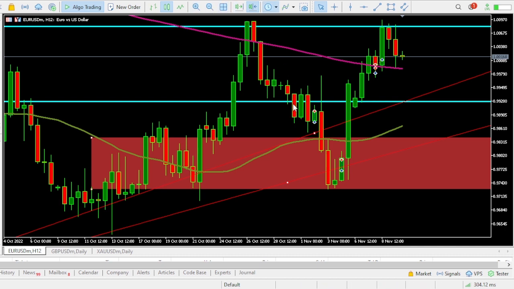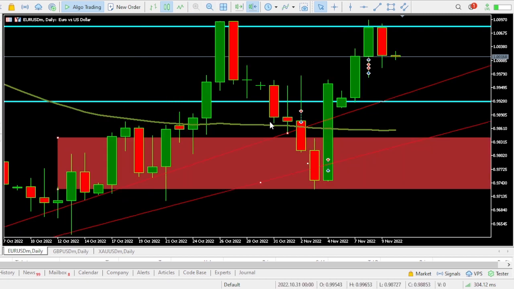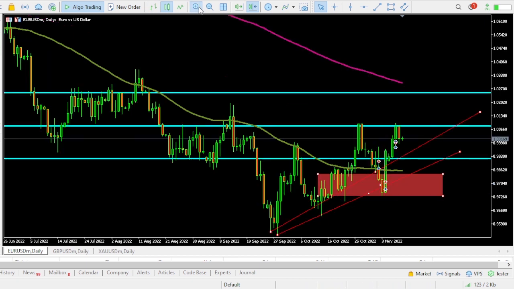You see, so now on the daily, the market has broken above the 50 period moving average, so we're in an uptrend, even though it's still looking like a downtrend. You see it, it's looking like a downtrend because we are still below the 200 period moving average. So on the daily, we're already above the 50 period moving average.